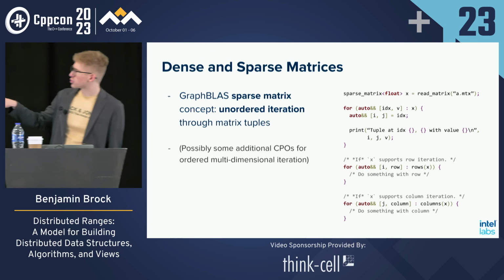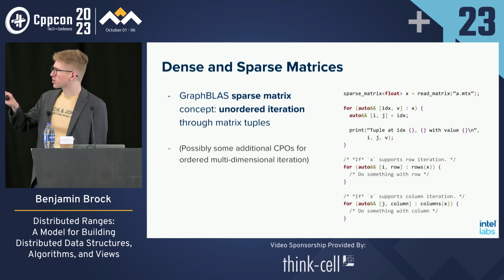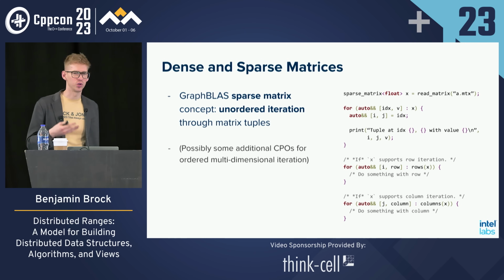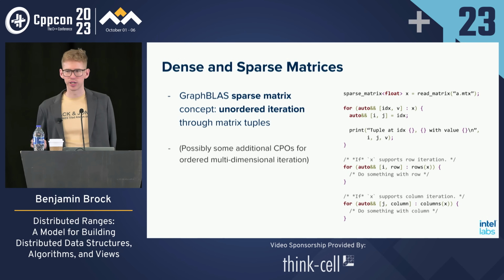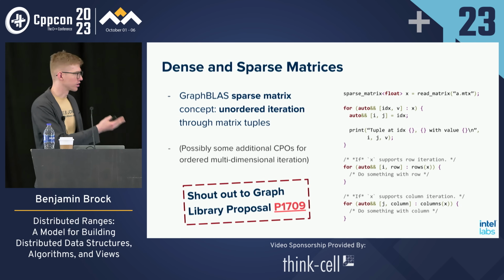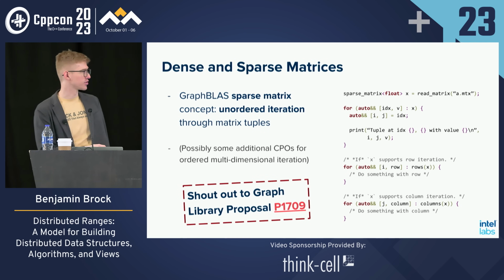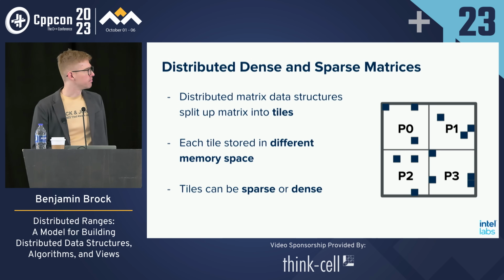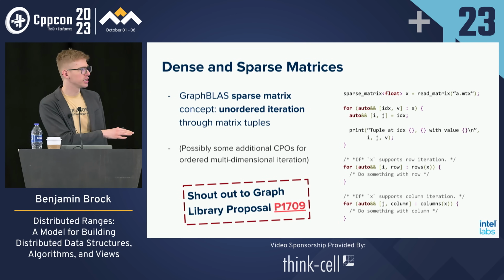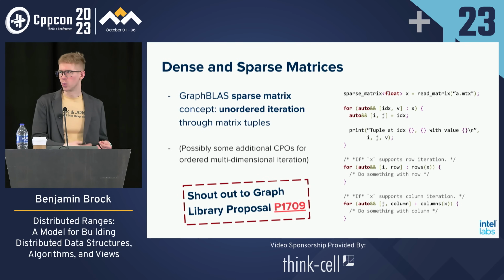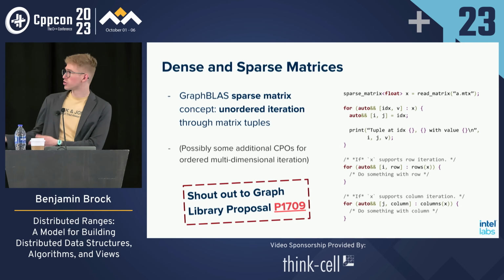If your matrix supports a particular type of iteration, you might have some additional customization points that might give you additional ways of iterating through it. Shout out to the graph library proposal, where they're exploring some of these techniques for graphs in particular. But what I want to show here is that if we have a representation of a sparse matrix like this, which is kind of a funky data structure, we can represent and operate on it as a distributed range.